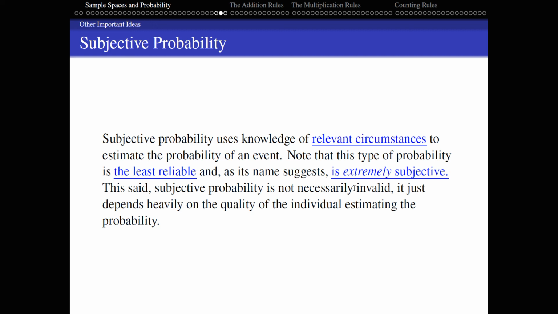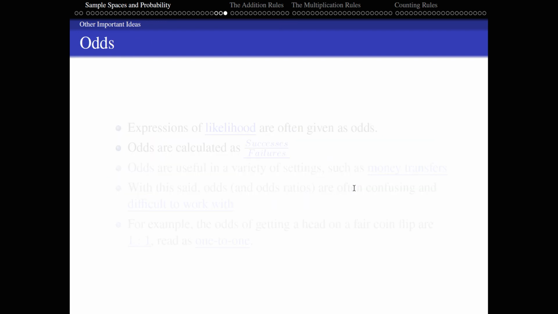If the person really knows what they're talking about and if there's a lot of difficulty in approaching a classical or an empirical probability. However, it's not particularly reliable. Of these methods, subjective probability is probably the least reliable method, and it's just because it is so variable depending on the person you ask, and so much depends on asking that question.